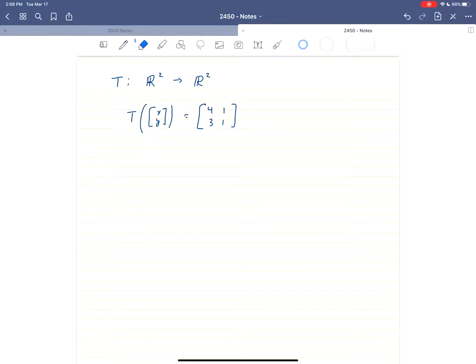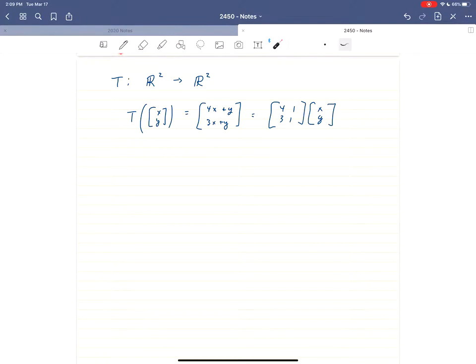I just said I wasn't going to write this as a matrix, and I did it anyways. Let's write this as 4x plus y, comma 3x plus y, which you can also think of as the matrix 4, 1, 3, 1 times the vector xy. Either viewpoint is perfectly fine. I'm just going to stick to the first one for now.